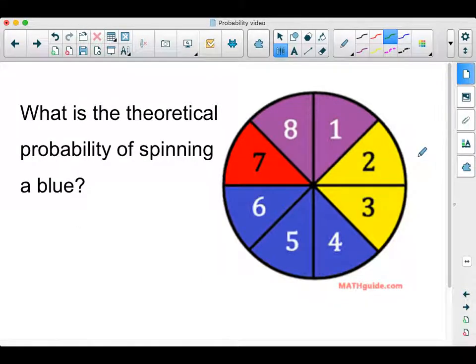Let's look at the theoretical probability of spinning a blue on this spinner. Well, there are 3 blue sections, and there is a total of 8 sections in all. So your probability of spinning a blue is 3 out of 8, or as a decimal would be 0.375 or 37.5% chance of getting a blue. Now that is the highest chance on this spinner of any color to get, but it's still only 37.5% chance, theoretically.